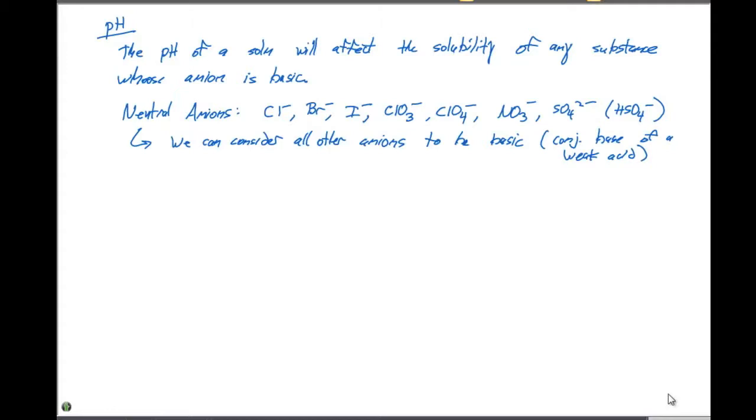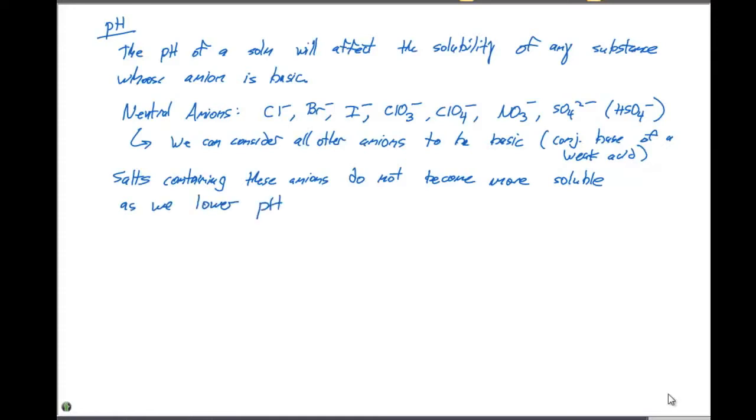So if we look at the statement from the lab manual, the statement that we're going to observe is that salts containing these anions do not become more soluble as we lower the pH. And when I say these anions, I should say the neutral ones.